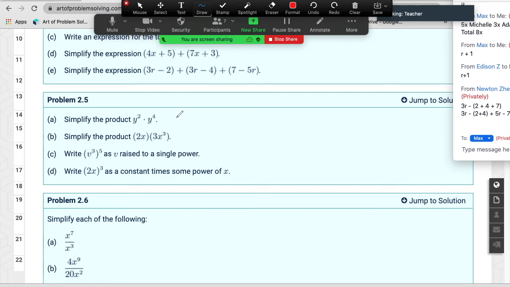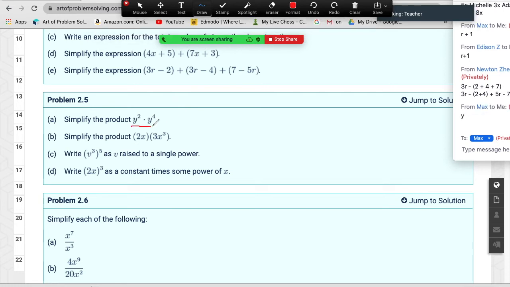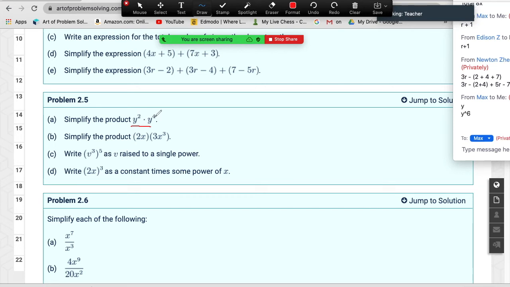Now let's go to next example. This one asks you to simplify the product of the expressions. So here we have two expressions. One is y squared, another is y power 4. They ask you to simplify this. Okay, Max, you're right. So this one is multiplication of exponents. They have the same base, y. So for the product, you just need to add these two powers together. y power 6. This one's correct answer.